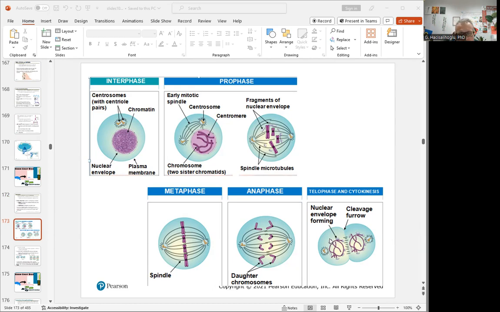And cytokinesis will come after this. It will cut from the middle and actually cut the cytoplasm, and then make two separate cells. That's the end of mitosis, where the new cells are identical to the parent cell that we started with.